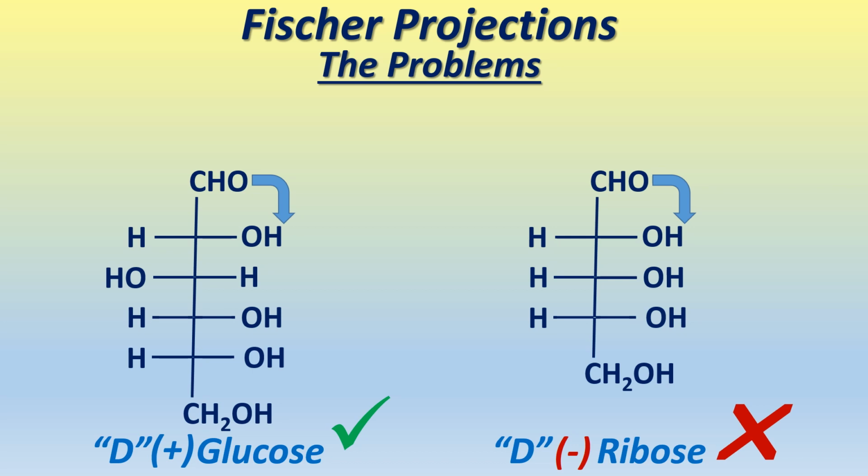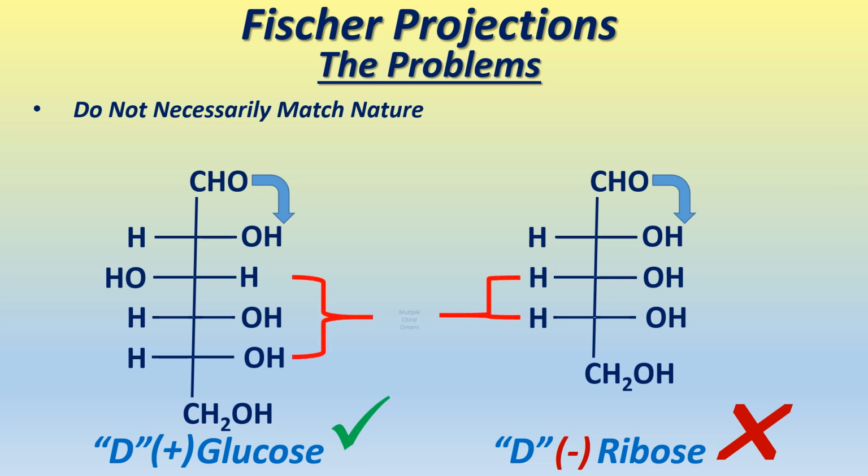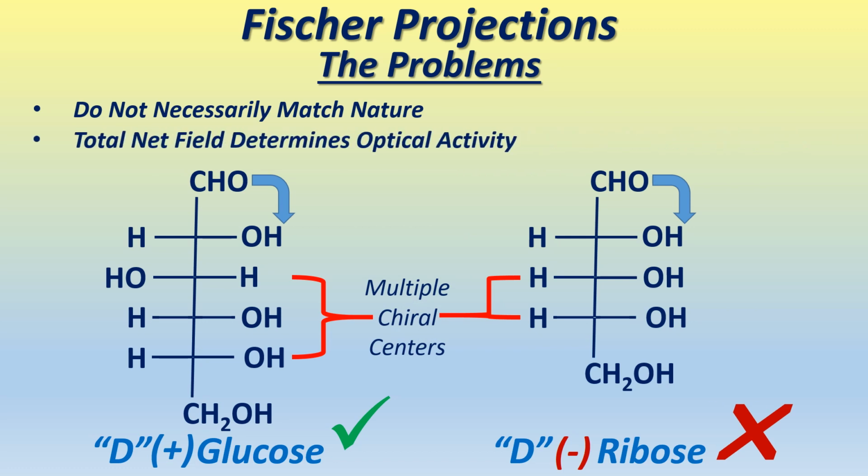Essentially, even though that was a good effort, the Fischer projections don't actually match what nature has shown. The dextrorotatory geometric isomer is not always the plus optical isomer. The levorotatory geometric isomer is not always the counterclockwise negative isomer. This is due to the fact that the molecules go past the second carbon and that the total net electric field depends upon the result of all of the chiral centers. This net field is what determines which way the light will indeed rotate.